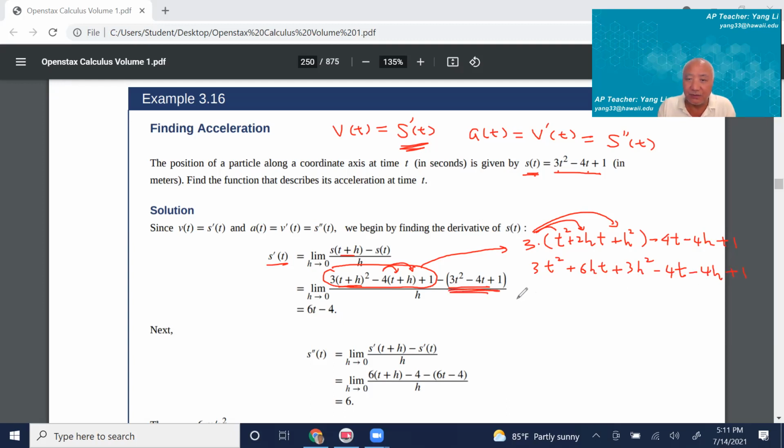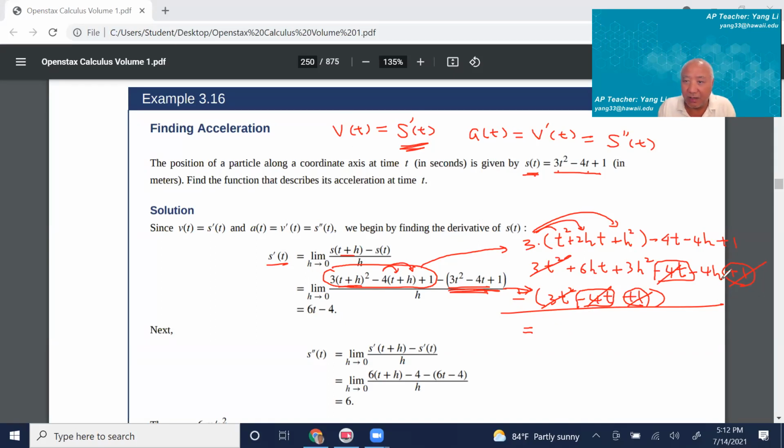And then you're going to subtract this one. So I put a parenthesis here, okay? Minus this part now here. This part will be 3t squared minus 4t plus 1. You do the subtraction now. When you do this, the positive and negative terms subtract each other and cancel, right? You have negative 4t, you can cancel. And then you have 3t squared cancel. So that means on the top part, you have only, so this equals what? 6ht, plus 3h squared, minus 4h.